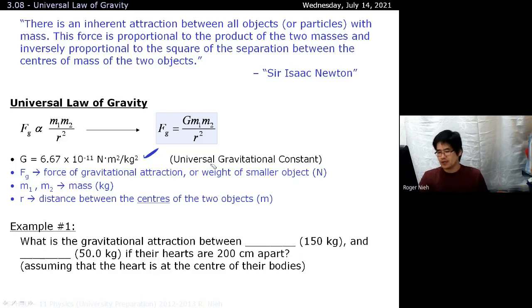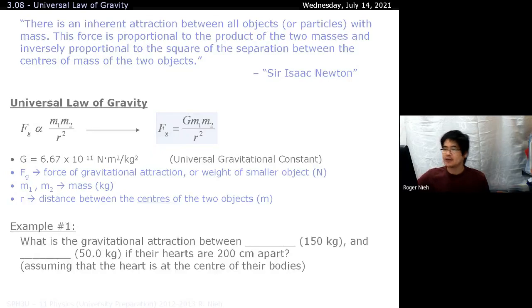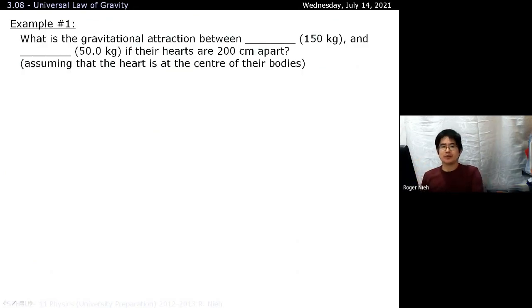Imagine two people, and you can imagine whoever you want. Probably one of them is you and your crush. Okay, and let's start solving the problem now. 150 and 50, I just made it up. That's all. All right, so let's start solving this problem over here.